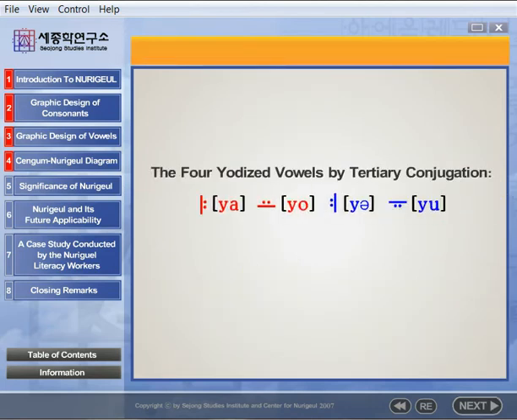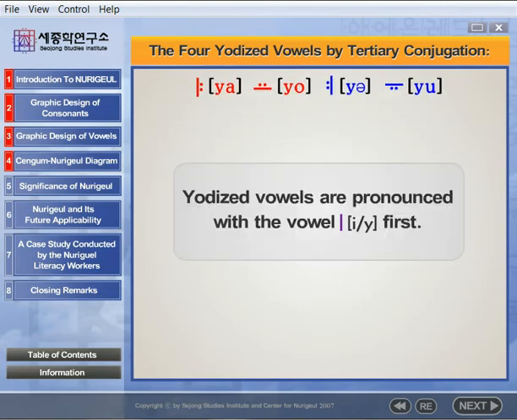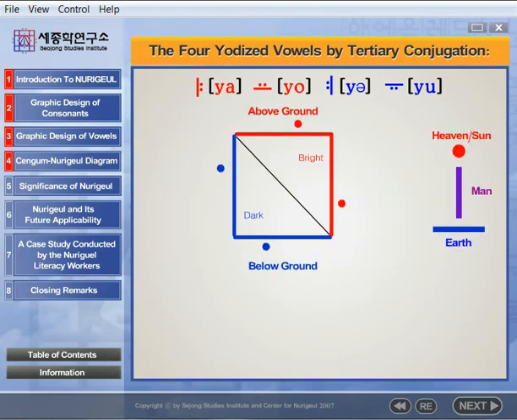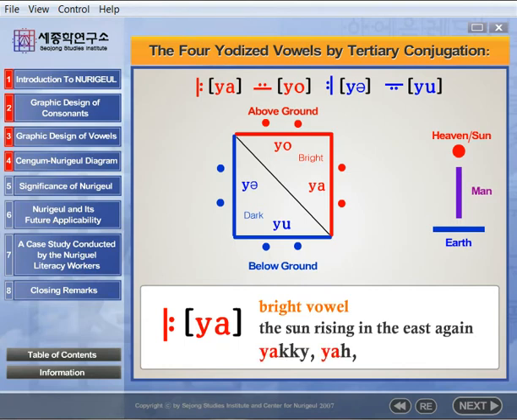The 4 yodized vowels by tertiary conjugation. Yodized vowels are pronounced with the vowel E first. The 4 yodized vowels are generated by the conjugation of heaven and earth, heaven and man, as depicted here. The fifth is Ya, a bright vowel. It depicts the sun rising in the east again. The sound is as in Yaki, Ya, Yacht.